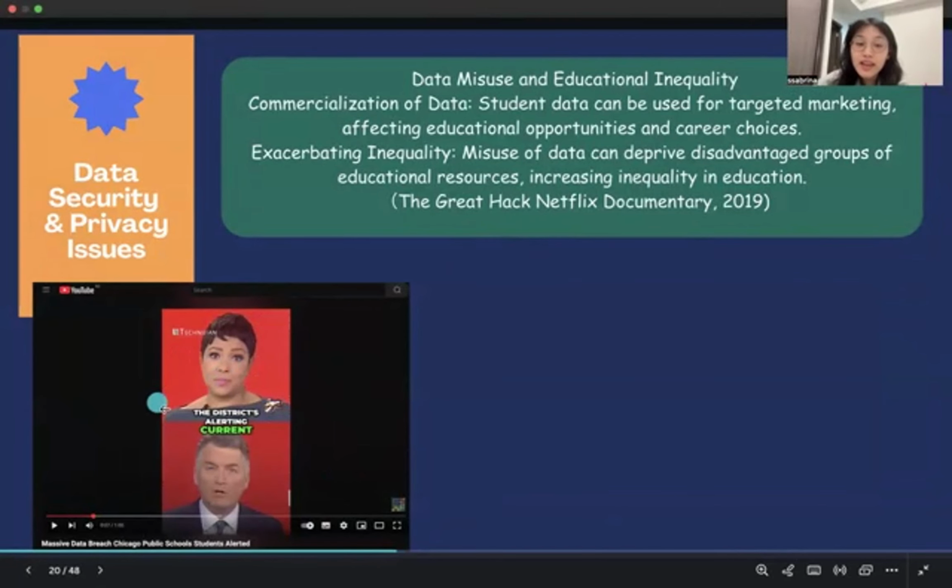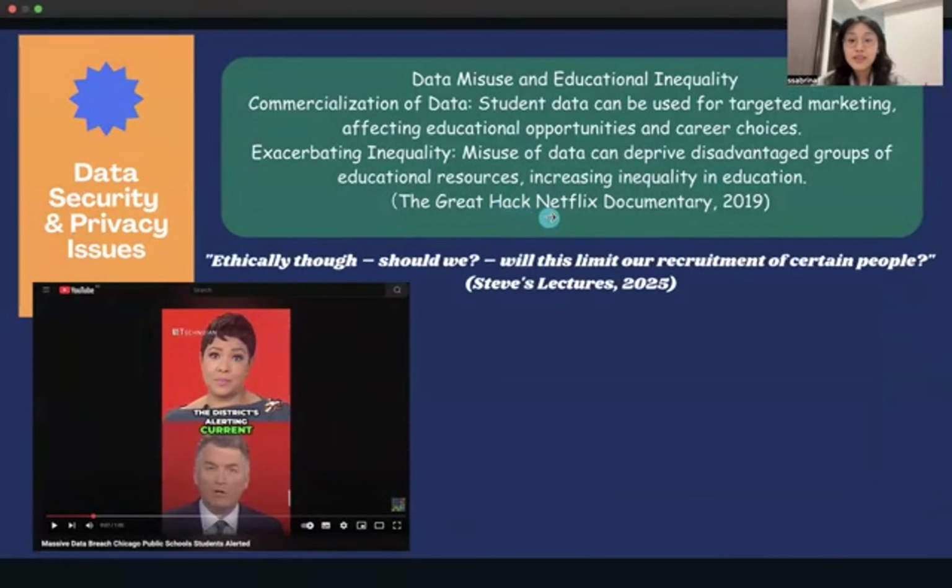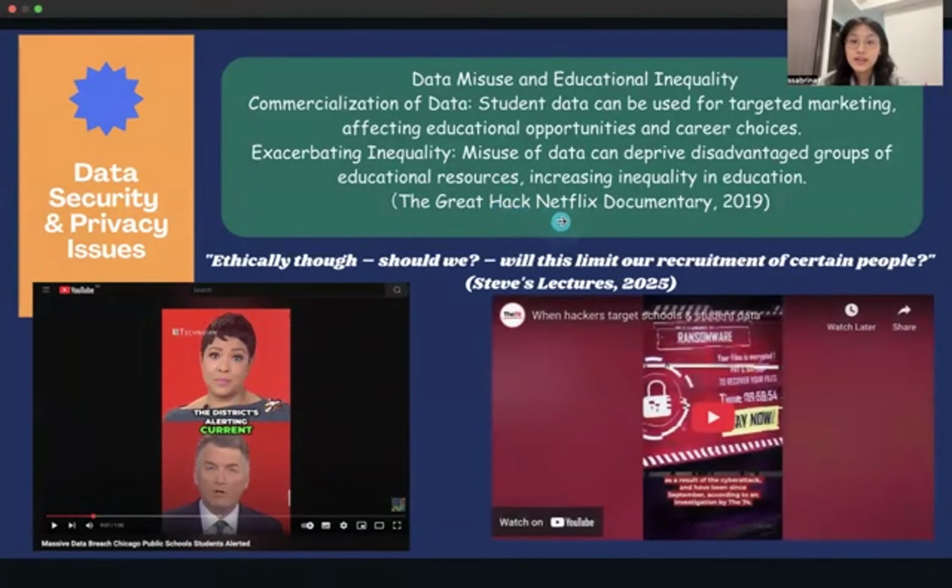The scammers can hack the schools right now. This must cause a lot of problems, right? Like data misuse and educational inequity. Imagine the commercialization of data, like students' data being used for targeted marketing, affecting educational opportunities. And also Steve's lectures mentioned, will this historical problem limit our recruitment of certain people? The answer is absolutely yes.